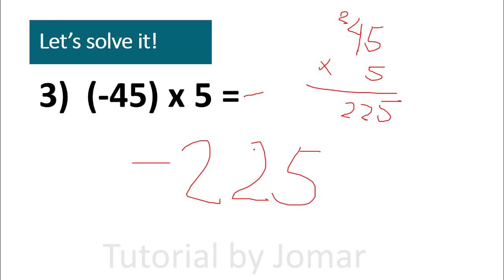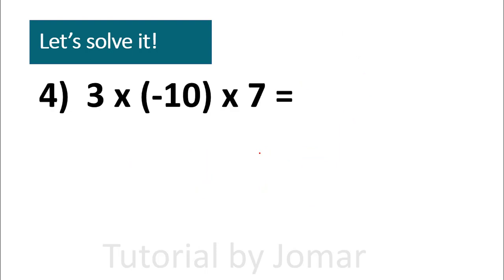Hopefully, ay tama din ang sagot niya. Let's proceed to number 4. We have 3 times negative 10 times 7. So, paano muna natin yung same sign? Since na multiplication lang naman yan, same lang lahat ng operation. Unahin muna natin yung same sign. We have positive 3 and positive 7. 7 times 3 is 21. So, we have positive 21.